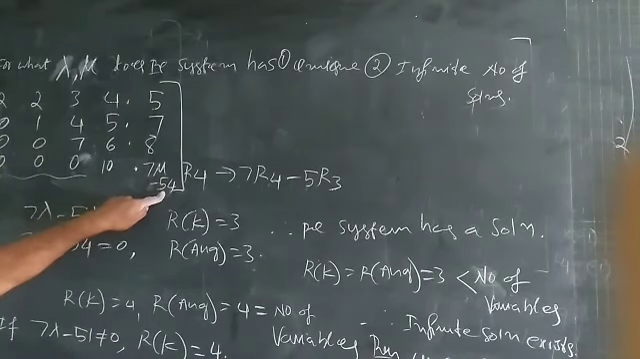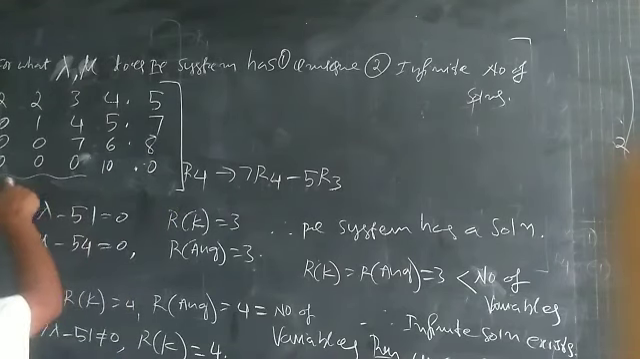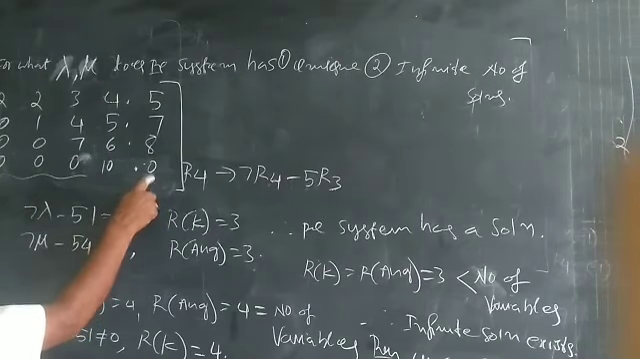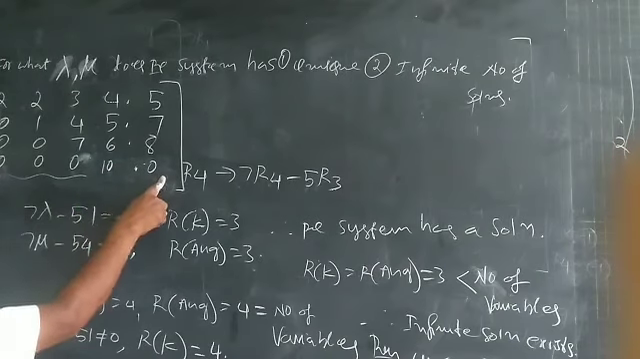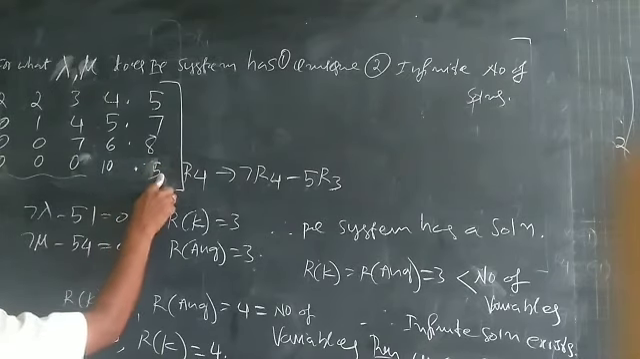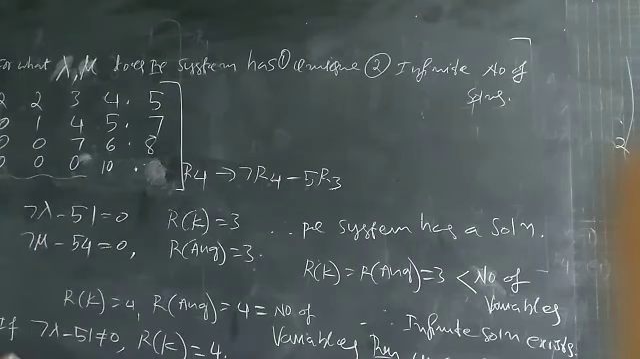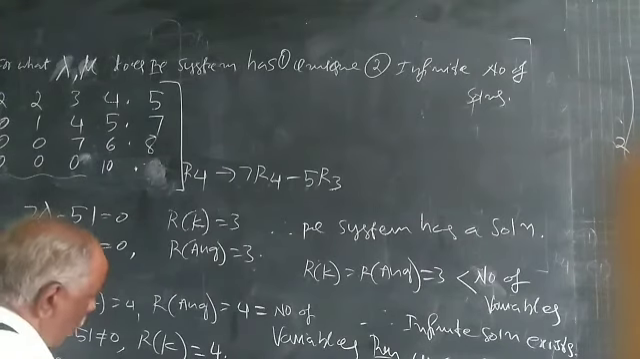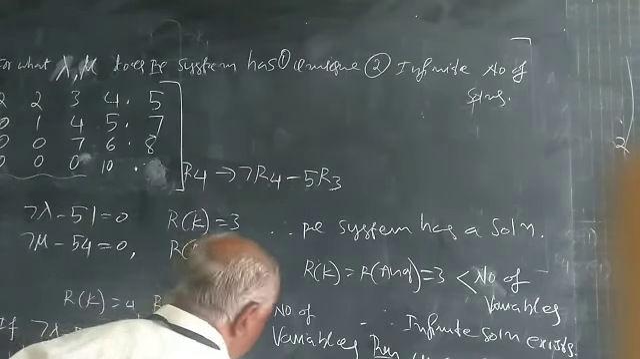What about this 7 mu minus 54? Whatever it may be, suppose I put 0 here. Now observe, rank of augmented matrix. Last column, augmented matrix. What is rank of coefficient matrix? 4. Rank of augmented matrix, this is also 4 with 0. Or even instead of 0, if you have 5, then also rank of augmented matrix is 4. So whatever may be the value of mu, rank of augmented matrix is also 4.